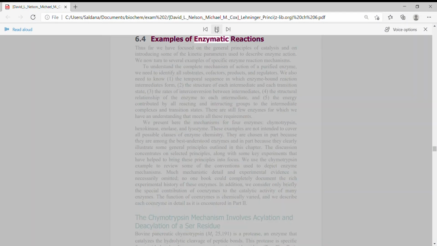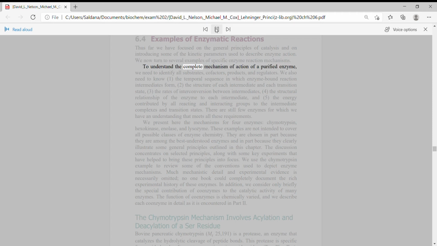Examples of enzymatic reactions. Thus far we have focused on the general principles of catalysis, and on introducing some of the kinetic parameters used to describe enzyme action. We now turn to several examples of specific enzyme reaction mechanisms.